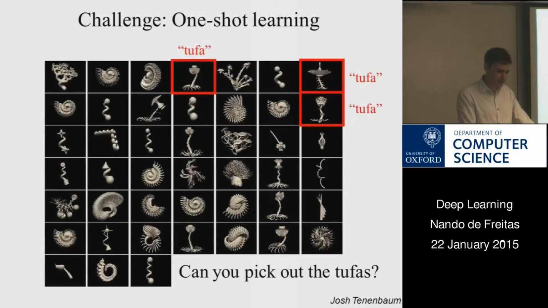What are the challenges? Things we can't do yet. We're not very good at one-shot learning. What I mean by that is this. The three things that I've shown you there in red are TUFAs. Okay, so how many of you think this guy here is a TUFA? Where I have my cursor. Not many people. How many people think this is a TUFA? About half of the people. How many people think this is a TUFA?